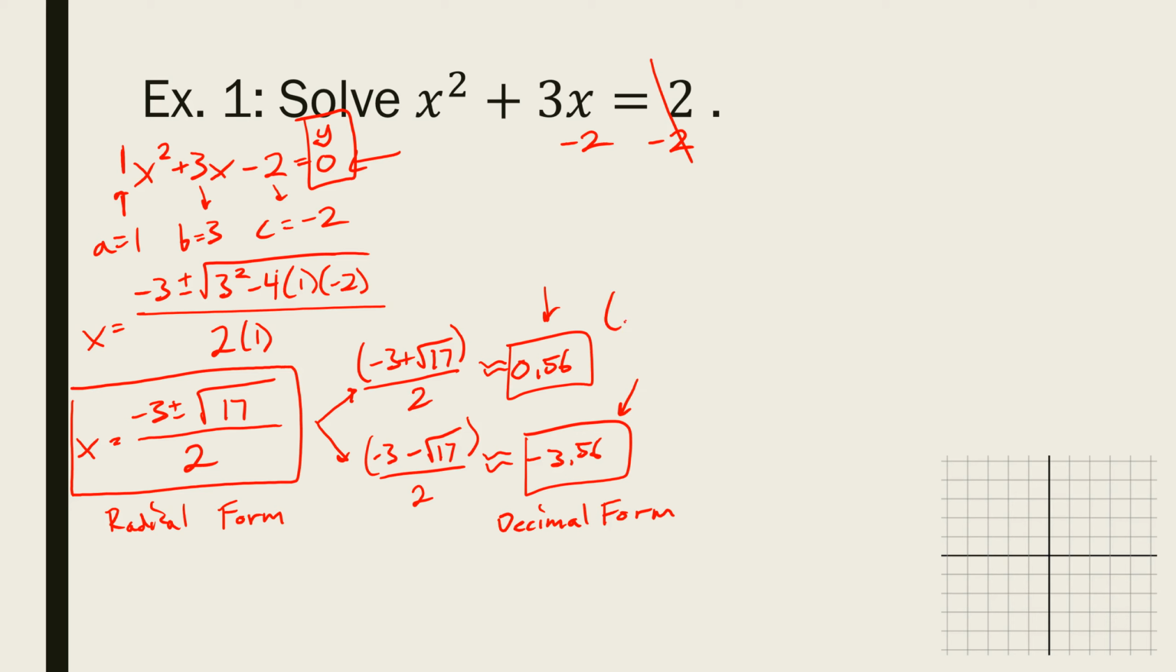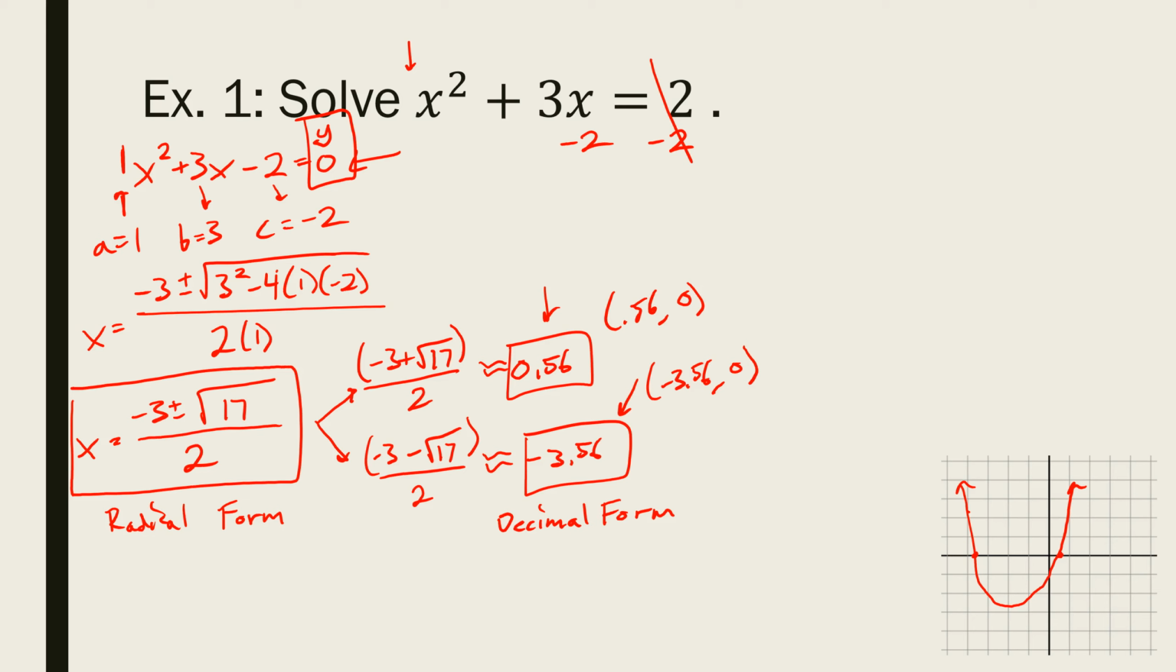Because if I have a point 0.56, comma 0, and if I have a point negative 3.56, comma 0, these are the x-intercepts. Let's graph them. Over 0.56, up 0. Over negative 3.56, up 0. Nice. So those are the intercepts of the graph. And since my a is positive, my graph is going to look something like this. It's a smiley parabola because the a is positive, and it's going through those points on the x-intercept.